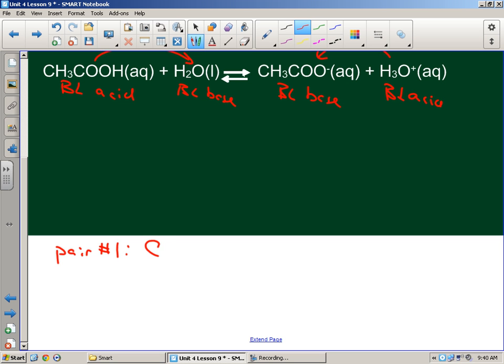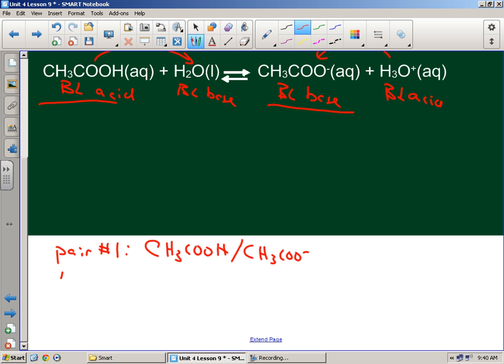So the first pair would be CH3COOH, and the base that would go with that would be CH3COO minus. Differs by an H plus. Reactant, product side. Okay? Has to be. We get people picking stuff on the same side for some reason. They have to be on opposite sides. This acid makes this base here. Okay?